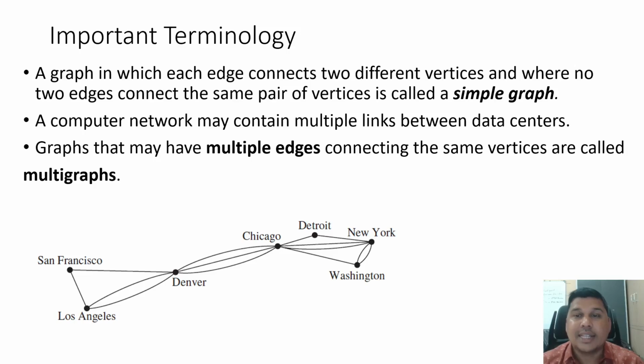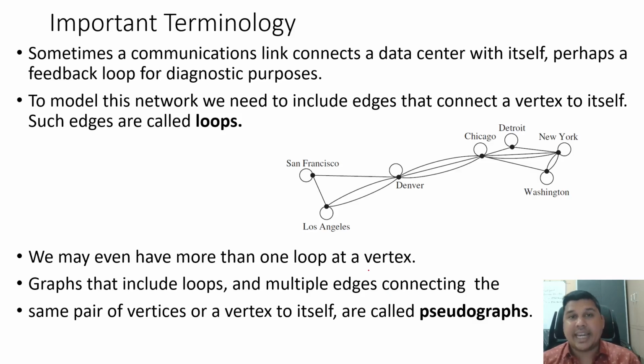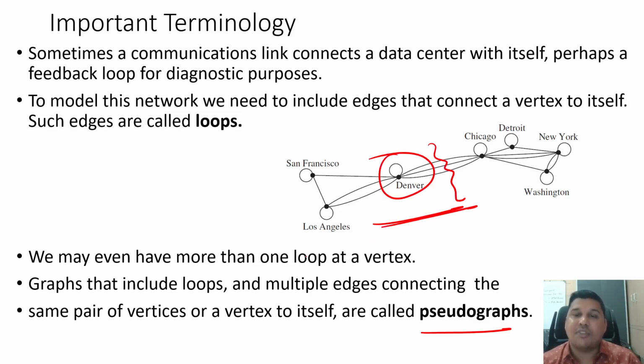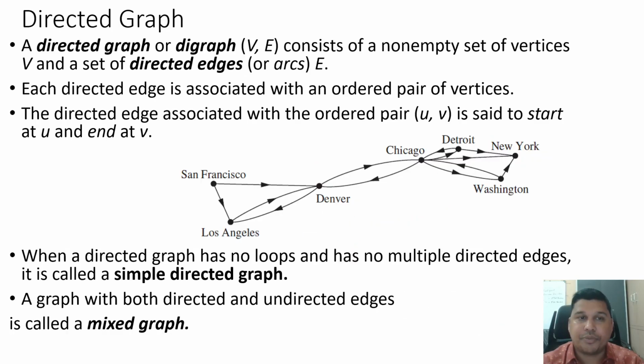Again, let's recall, simple graph means between two vertices v1, v2 there is only one edge. Multigraph means between two vertices v1, v2 there are multiple edges. What is a pseudograph? A graph where there are multiple edges as well as loops is called a pseudograph. See, this is a pseudograph. Why? There are multiple edges and there are self loops. So this graph is called a pseudograph.